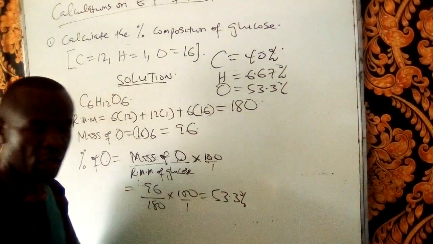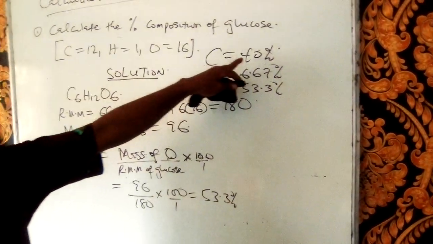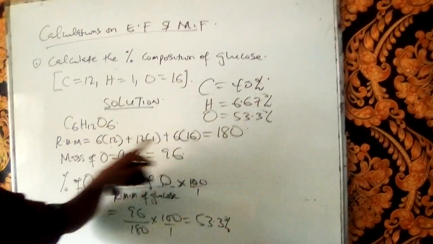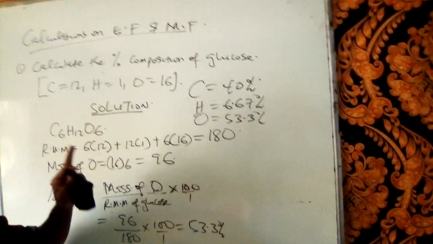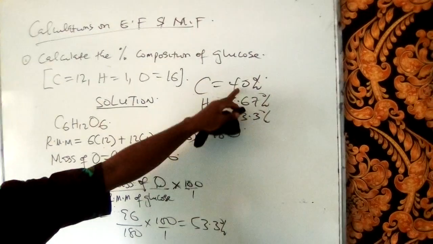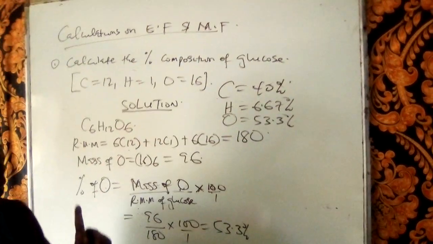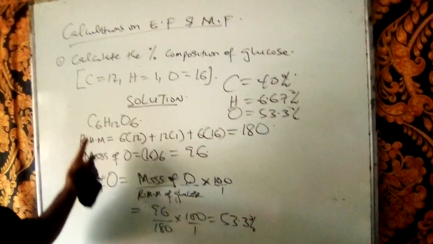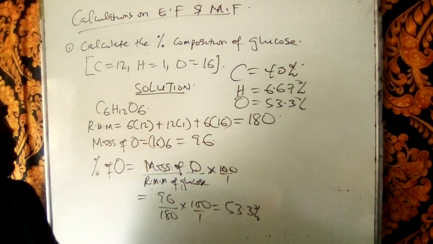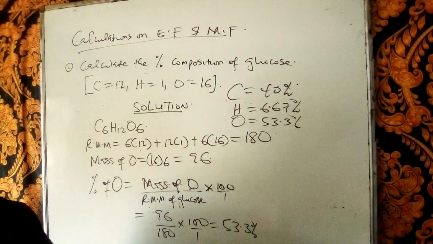So if you add all the percentages of the 3 elements in a given compound, in any given compound, not only glucose, if you add the percentage composition of the elements, you must get 100%. Add up all this, you must get 100%. For any compound, the sum of the percentage composition must be 100%. Now we'll go over the calculations on empirical and molecular formula proper.